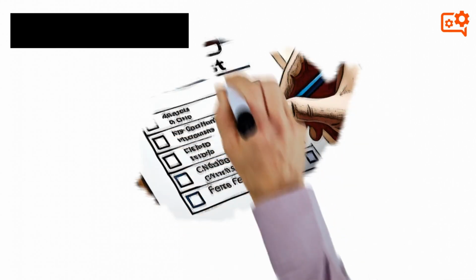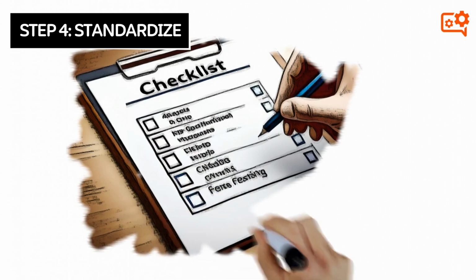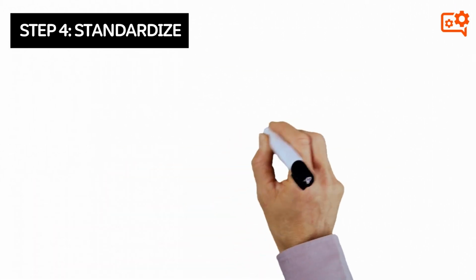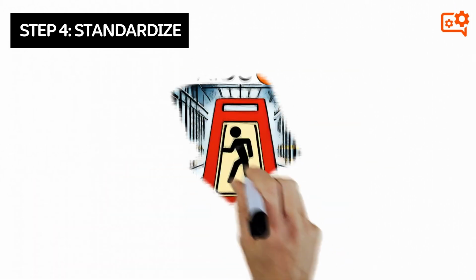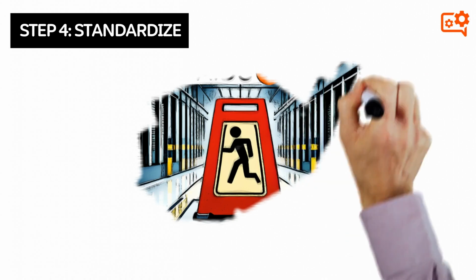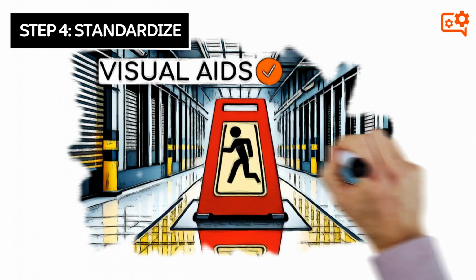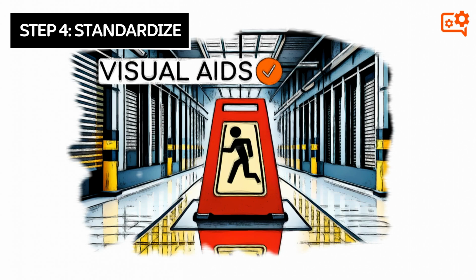Standardize, which is the 4th step, involves establishing clear and consistent processes for your workplace by developing standard procedures and checklists. Create standard operating procedures and checklists for all tasks, including visual aids to reinforce understanding of instructions, like posters or signs. Place them where the value is created.